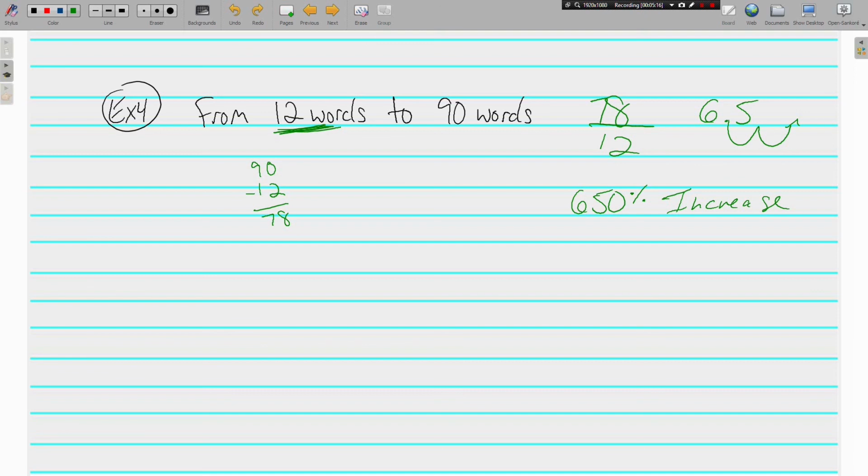That's pretty much it. I like percent change. Change divided by original. Make sure it's a percent.